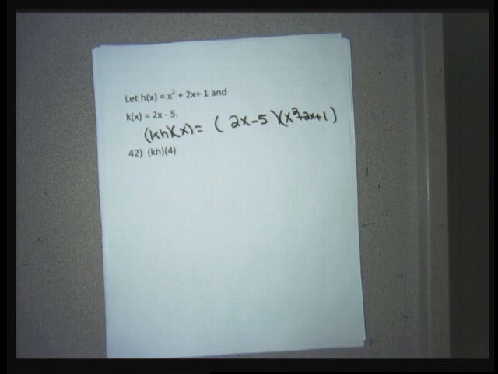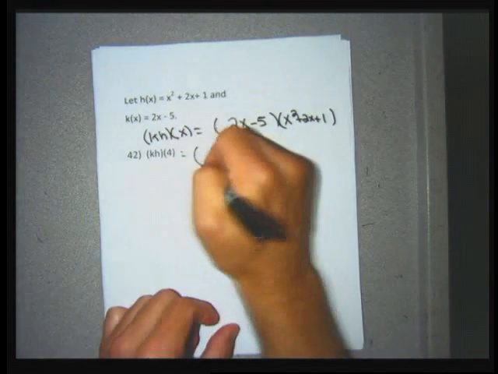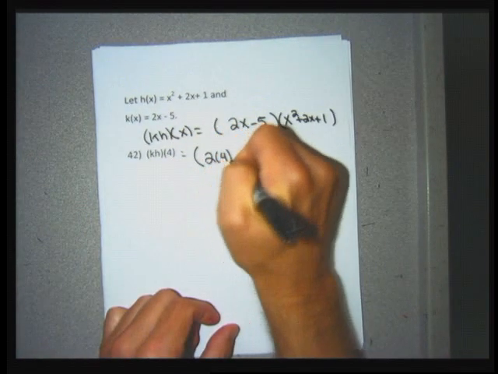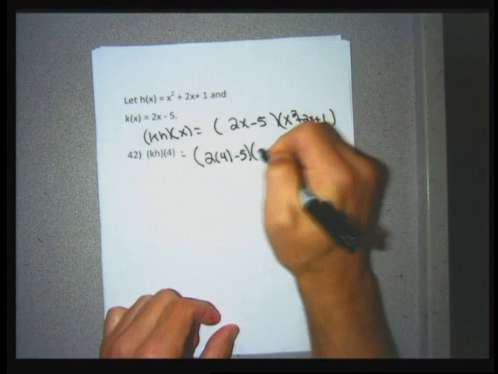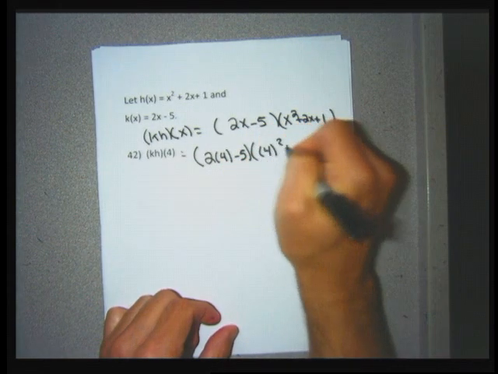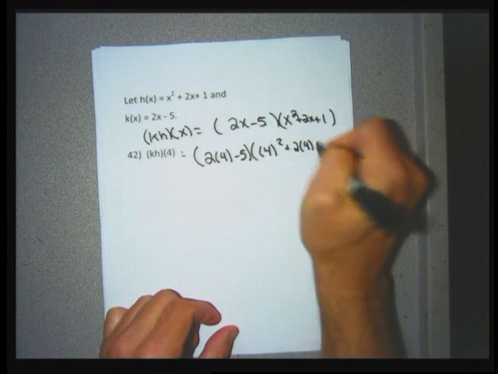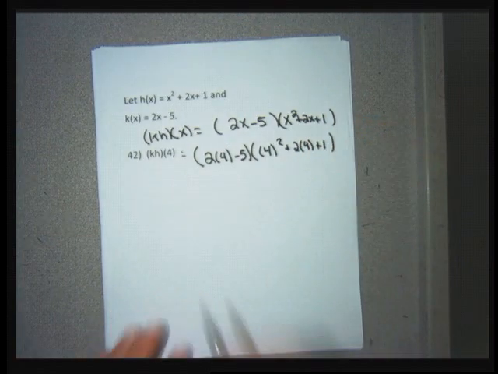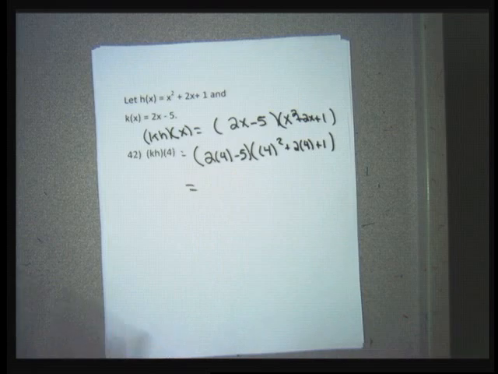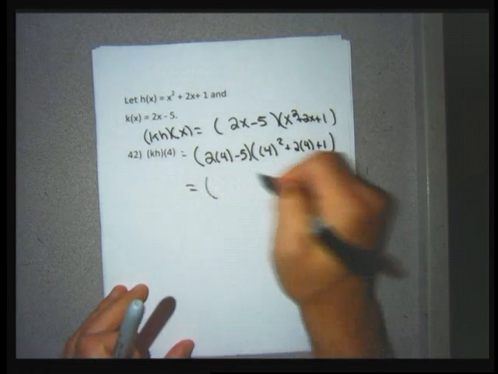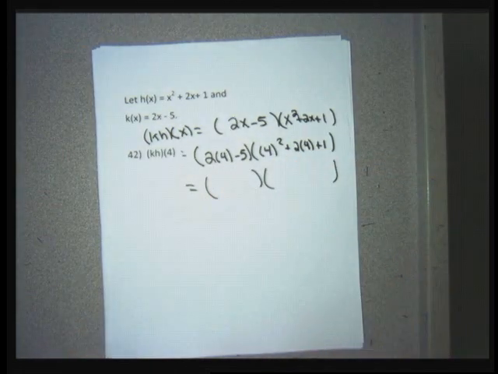I could simplify that and then plug 4 in, but it's going to be a lot easier to plug 4 in and then simplify. And because this problem wants me to change the x to 4, I'm going to do that. So this gives me 2 times 4 minus 5 times 4 squared plus 2 times 4 plus 1.